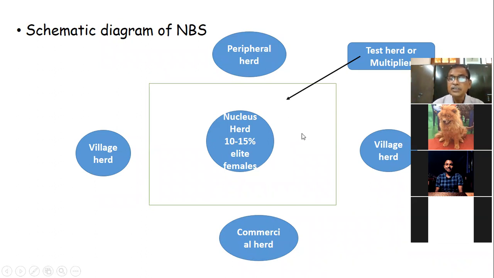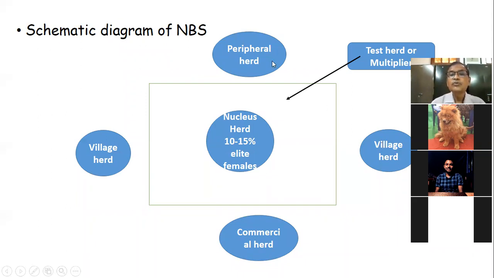They will be inseminated, and then they will produce calves, and so many sires will be produced for future use. Those sires will be produced from this multiplier herd or test herd. They will be used for genetic improvement of the animals kept by the farmers, and that is called the village herd.